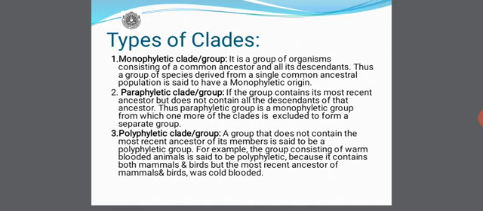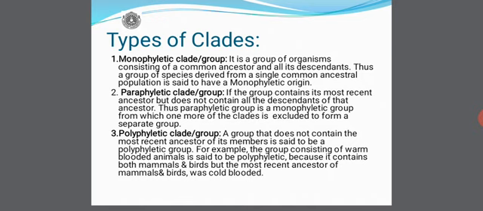Coming to the second type, paraphyletic clade or group. If the group contains its most recent ancestor but does not contain all the descendants of that ancestor, thus a paraphyletic group is a monophyletic group from which one or more of the clades is excluded to form a separate group.